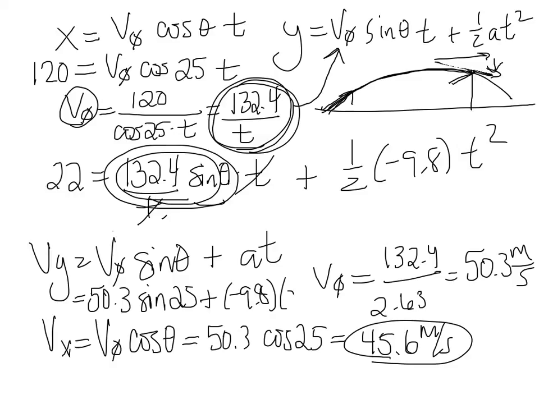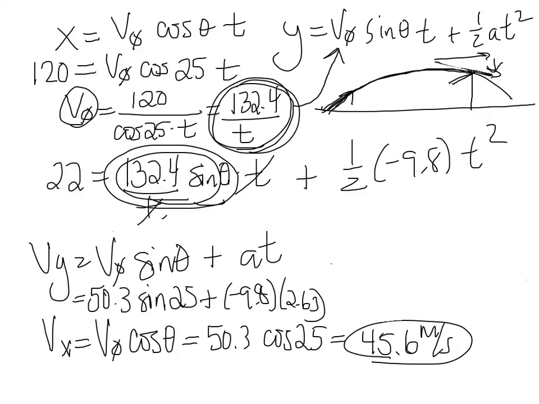All right, times 2.63. Okay, so when I do that, I go 50.3 times the sine of 25 plus negative 9.8 times 2.63. I get a v sub y equal to a negative 4.5 meters per second. So it's just coming off the top. So if this was the top of the flight, it's probably actually right about there, not where I drew it. But it's coming down. It is falling, just falling.